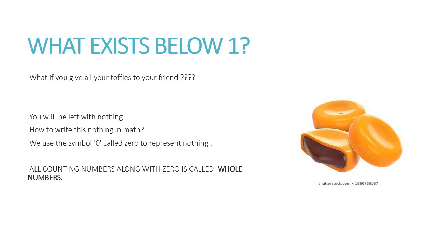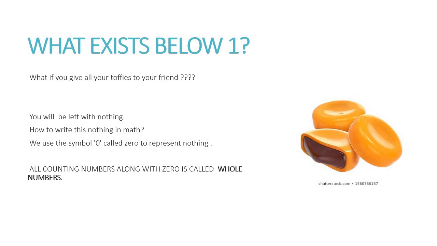What exists below 1? To get the answer of this, let's consider a case where you have 3 toffees. You give 1 toffee to your friend. You are left with how many toffees? 2. If you give 1 more toffee to your friend, you are left with 1 toffee. If you give that 1 toffee also to your friend, you are left with no toffees. You don't have any toffee now.